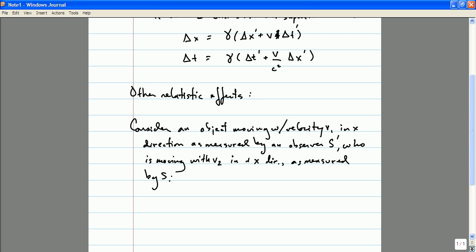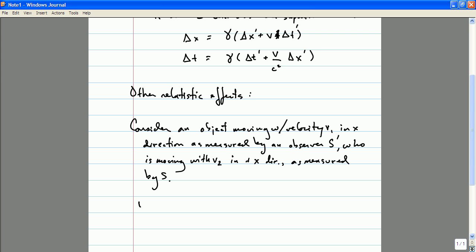So the idea is that I, for example, could be the observer S, and you could be the observer S prime in some train moving with some velocity v2. And then in that train, you throw a baseball, and you see that baseball as moving with velocity v1. And the question that I would like to ask is, what is the velocity that I observed for the baseball? We know that length and time become altered in special relativity, so velocity, a measure of the length traveled per unit time, should of course change as well.